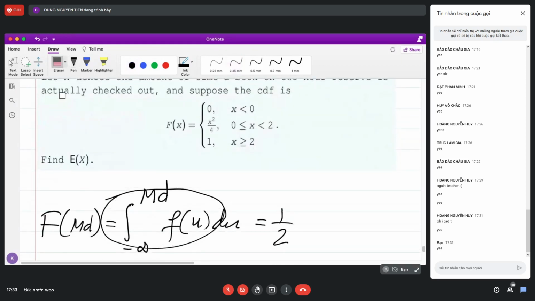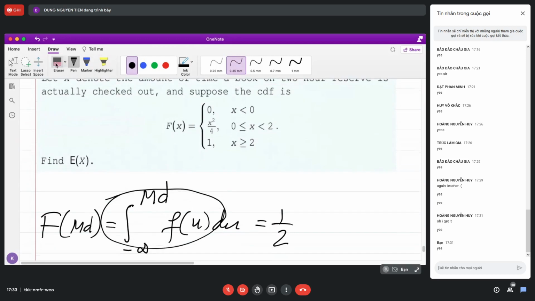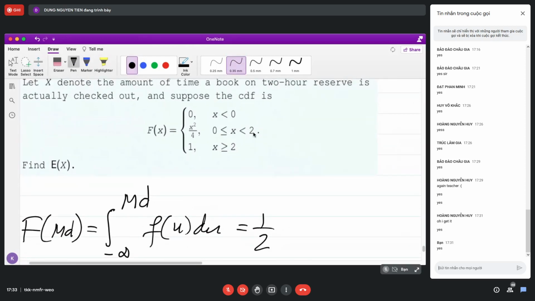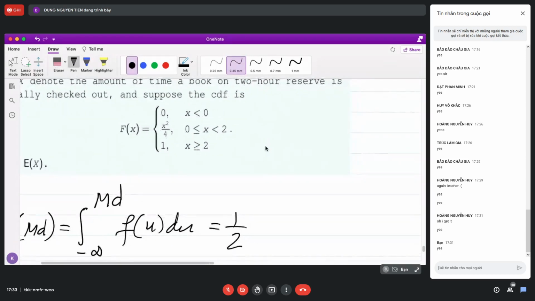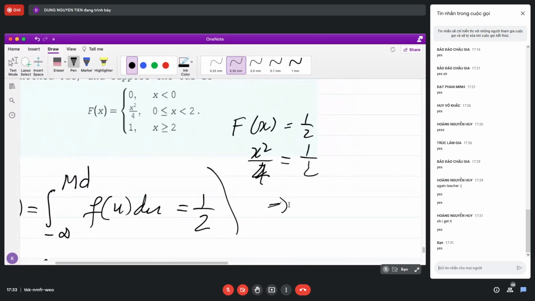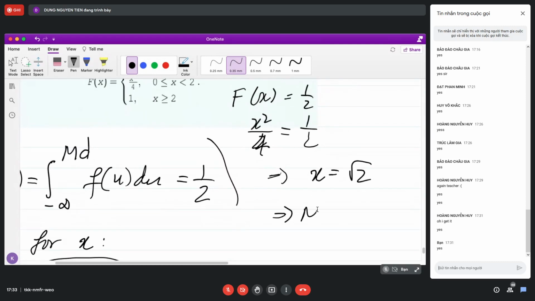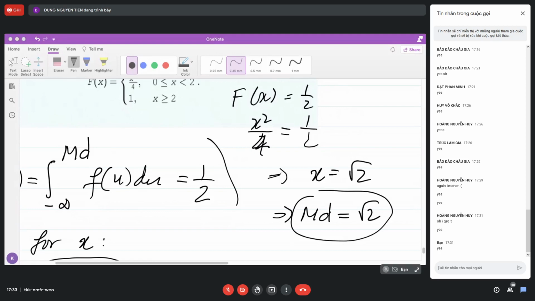So I can go back to this example. And you see that F of x is 1/2 means that x squared over 2 over 4 is 1/2. And then I can conclude that x is the square root of 2. And then I can conclude that the median is the square root of 2. Do you understand? Do you get it?